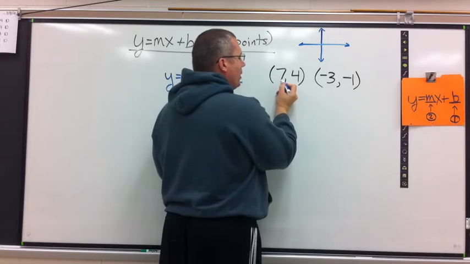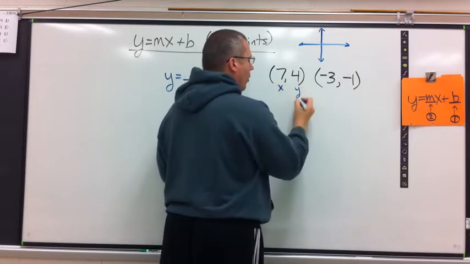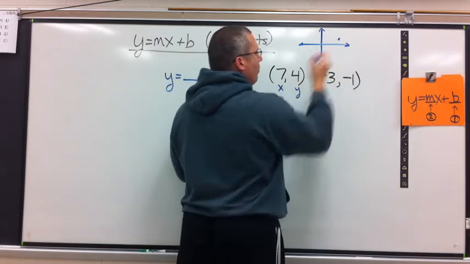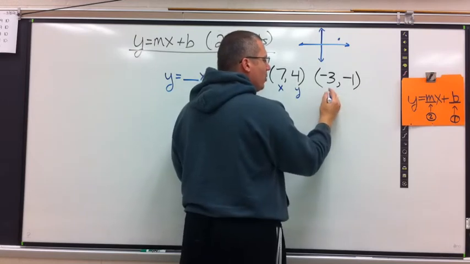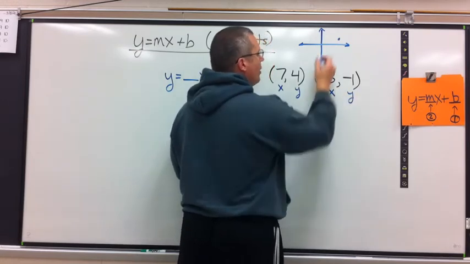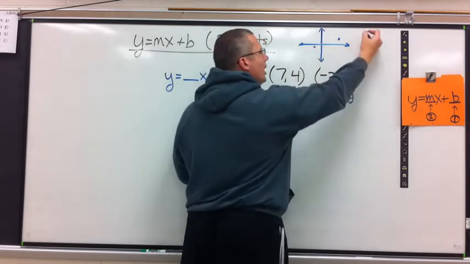I could graph the point (7, 4). Remember, 7 is my x direction, 4 is my y direction. I could go over 7, go up 4, and put a point. I could graph my second ordered pair. Remember, the first is my x, second is my y. I could go to (-3, -1). I could draw the line.